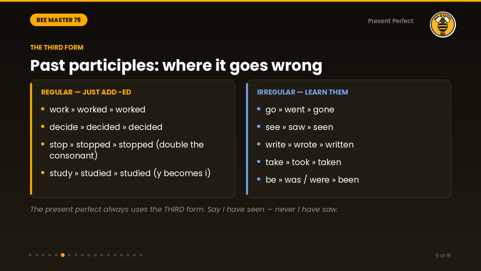Here is the rule that matters. The present perfect always uses the third form, never the second. So it is I have seen, not I have saw. Take a moment and check the 2 columns now.